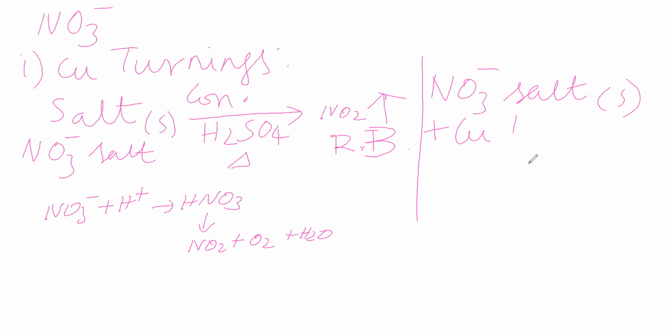What is the meaning of copper turnings? Take copper wire and make it into small pieces. That is called copper turnings. Now to this we will add concentrated sulfuric acid.